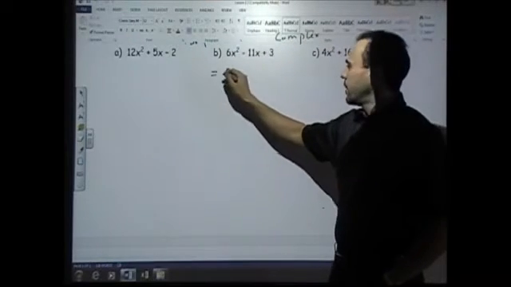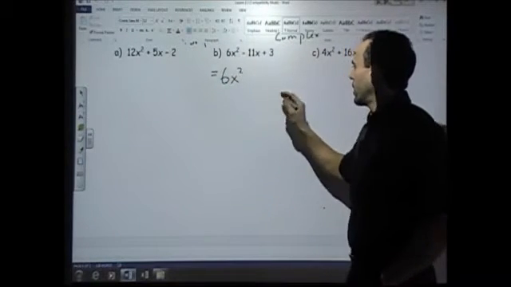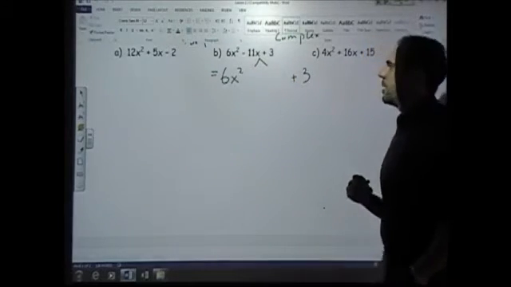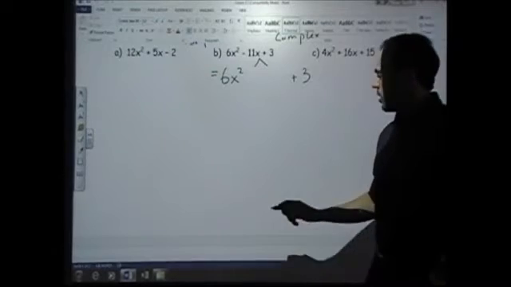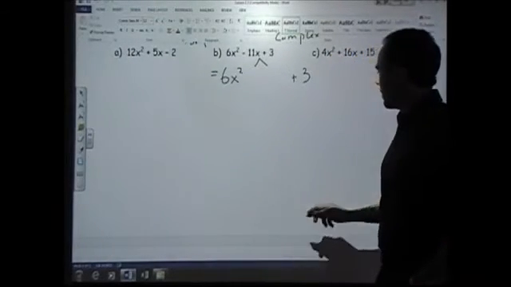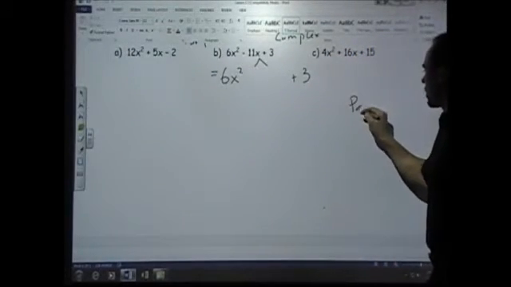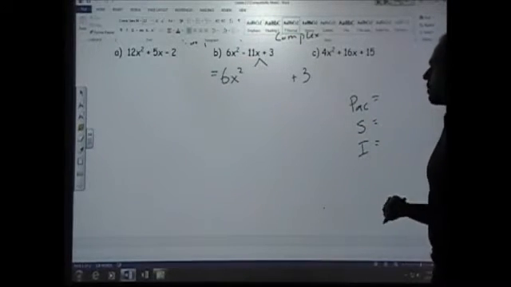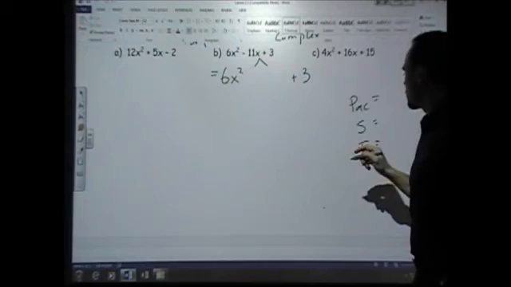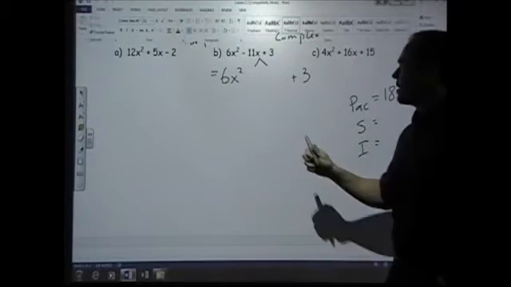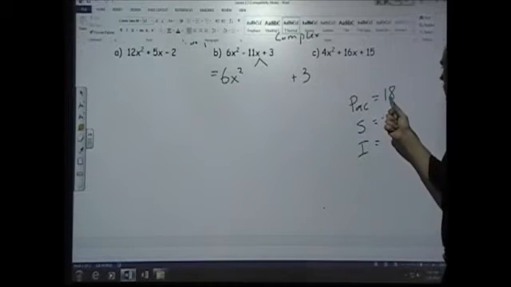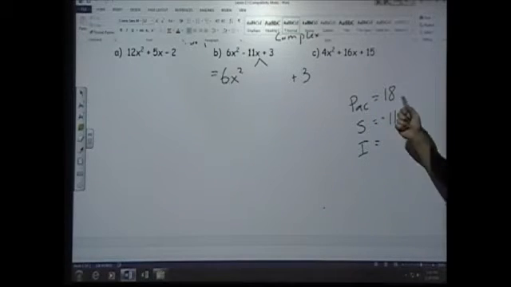So right away, I'm going to write 6x squared. I'm going to write this plus 3 at the end, and I'm going to break up the negative 11x. So again, how do I break up the negative 11x? I use product of AC, sum, and integer. Now the product of AC is 6 times 3, which is 18. The sum of this thing is negative 11. So I'm looking for two numbers that multiply to positive 18, add to negative 11.